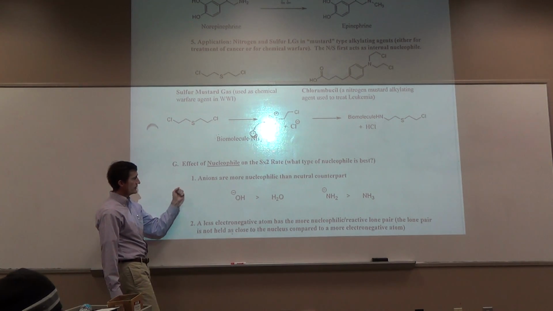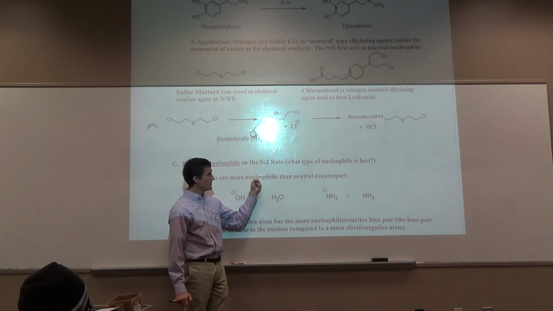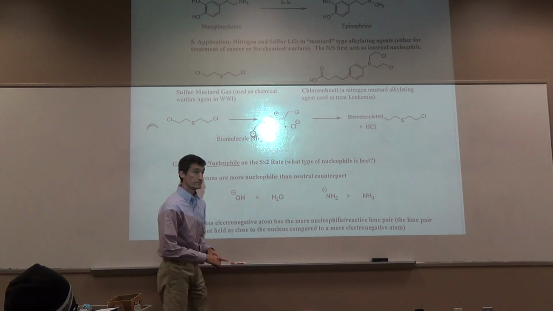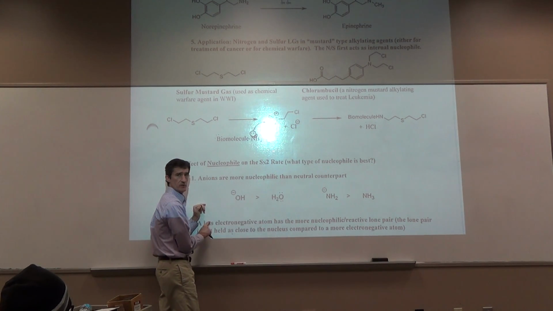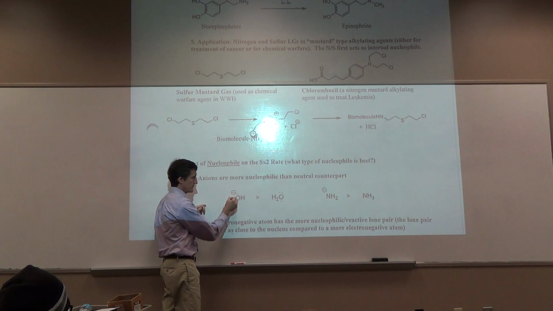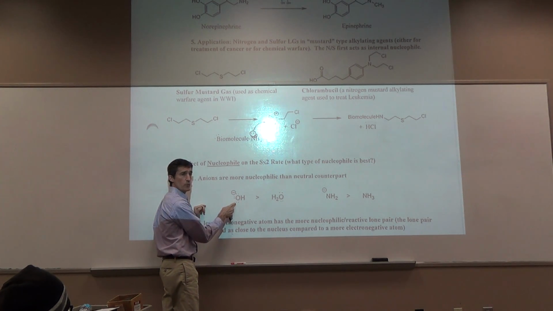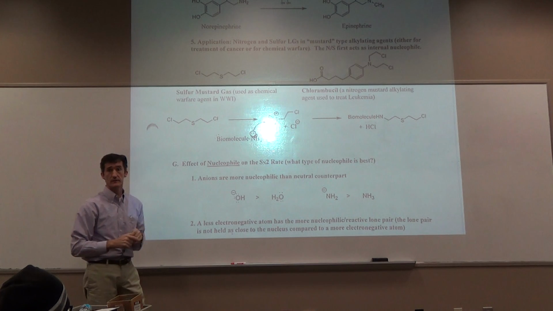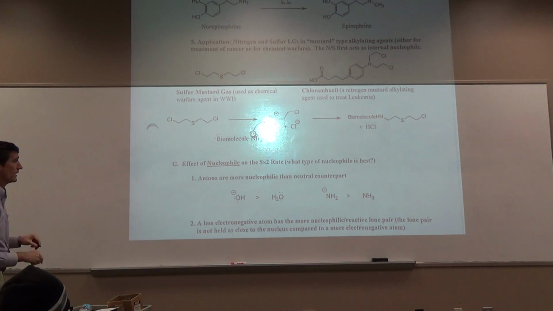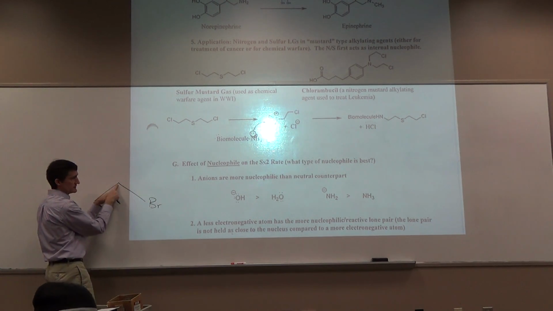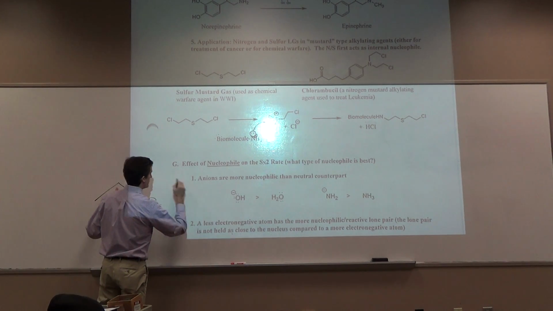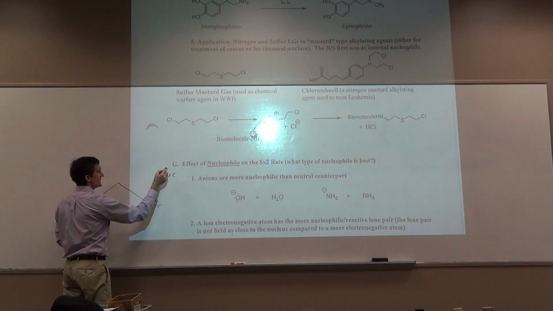A couple of different ways. First, your anions are typically more nucleophilic than the neutral counterpart. Here, both of these oxygens can be nucleophiles. The anion is going to be more nucleophilic. It has higher electron density. Okay? I mean, if we want to attack this carbon, the nucleophile is going to attack the carbon.